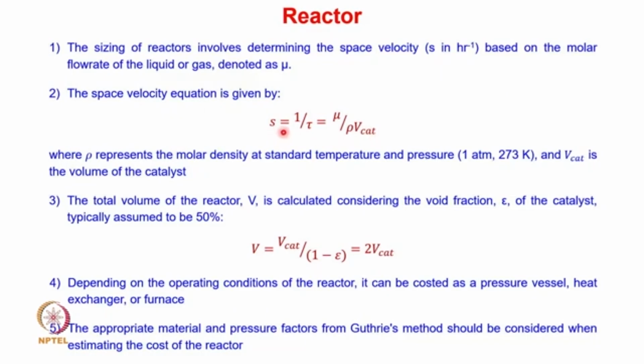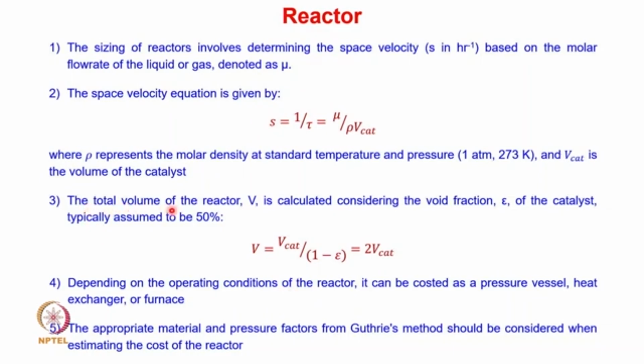So space velocity is given as 1 by space time, so that is given as 1 by tau. Here tau is the space or residence time, and that is given as mu divided by rho v cat. So here mu is nothing but the molar flow rate of liquid or gas, and rho is the molar density at standard temperature and pressure, whereas v cat is nothing but the volume of the catalyst. So based on this equation, we can calculate the space velocity S.